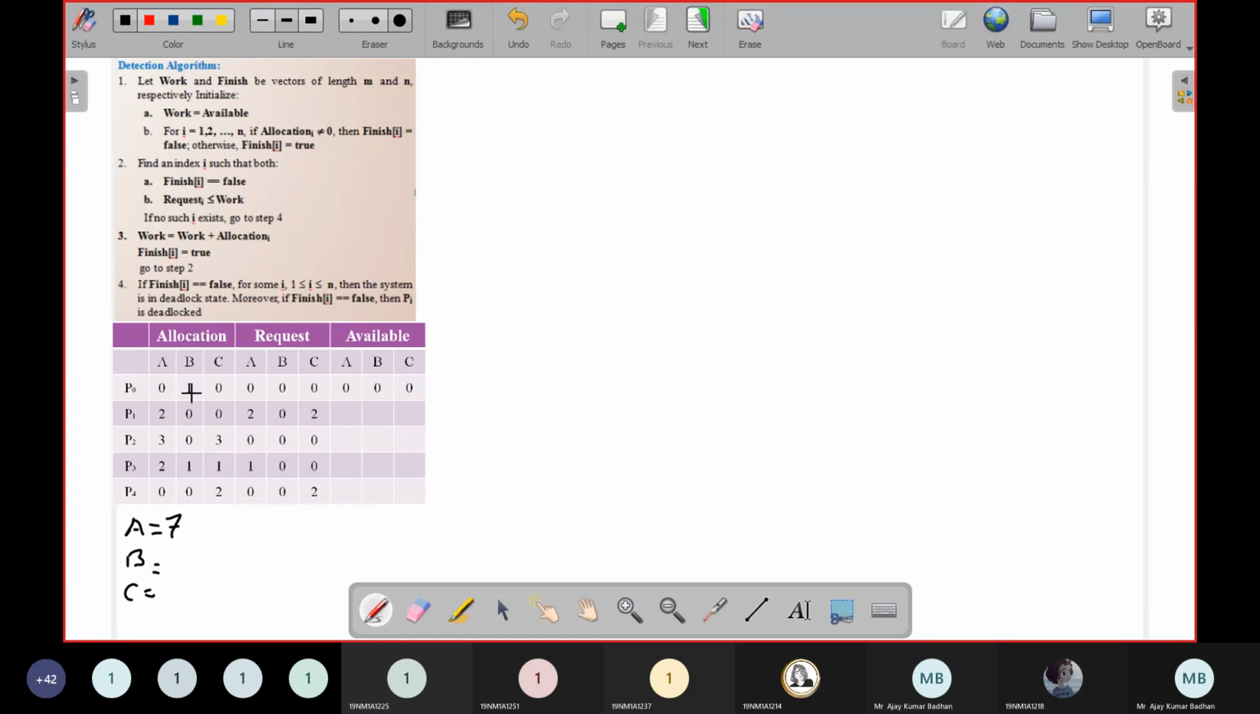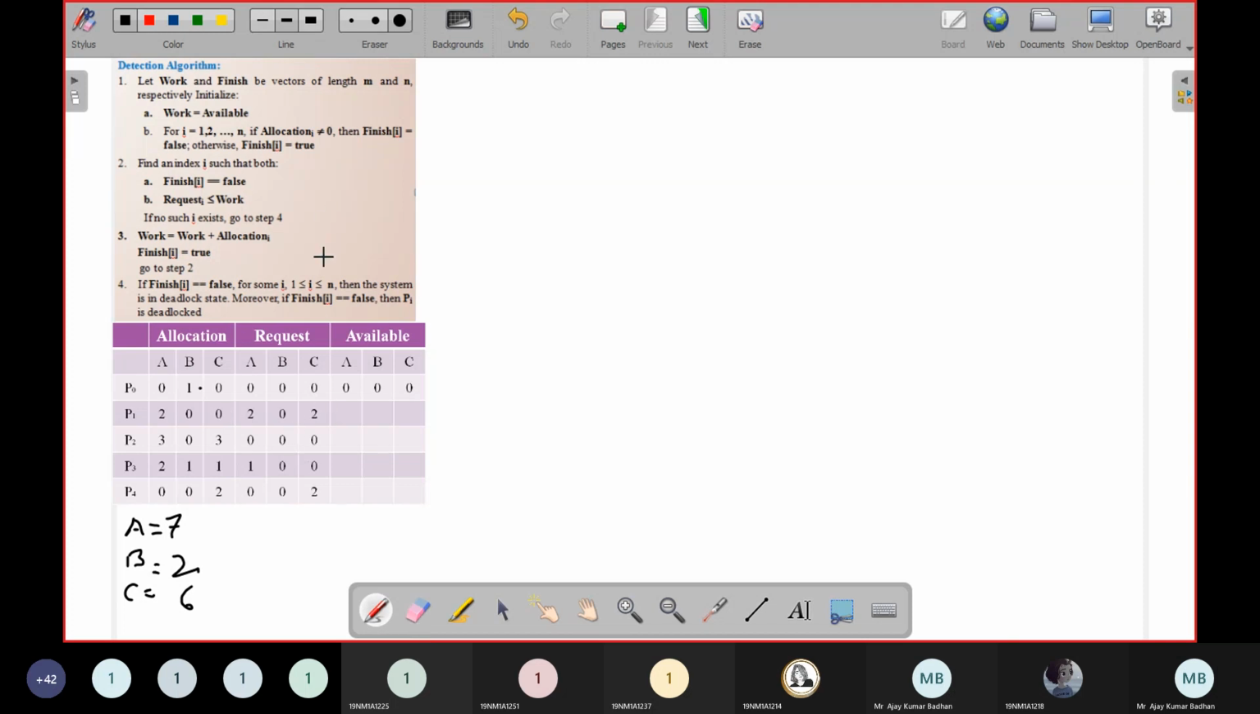Now coming to B, 1, 2. 2 plus available 0, so 2 plus 0 is 2. Now coming to C, 3 plus 1, 4, 5, 6 plus 0, so 6. So the total resources we are having here are 7, 2, 6. Fine. Now let's start working on this.